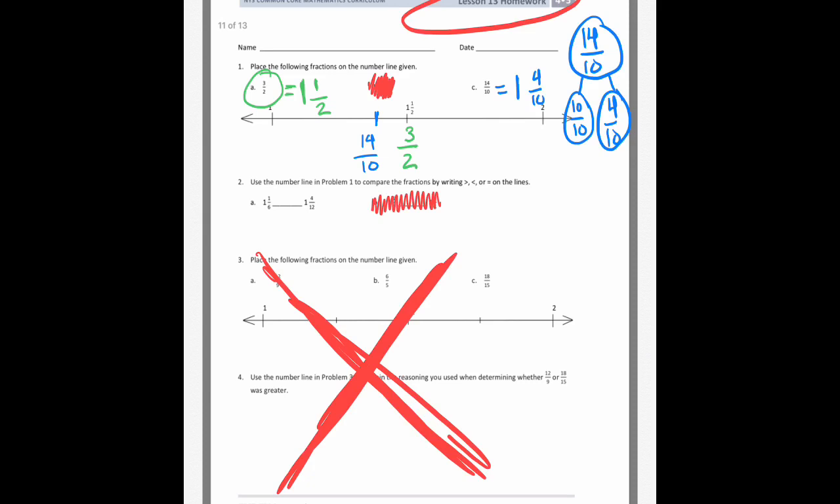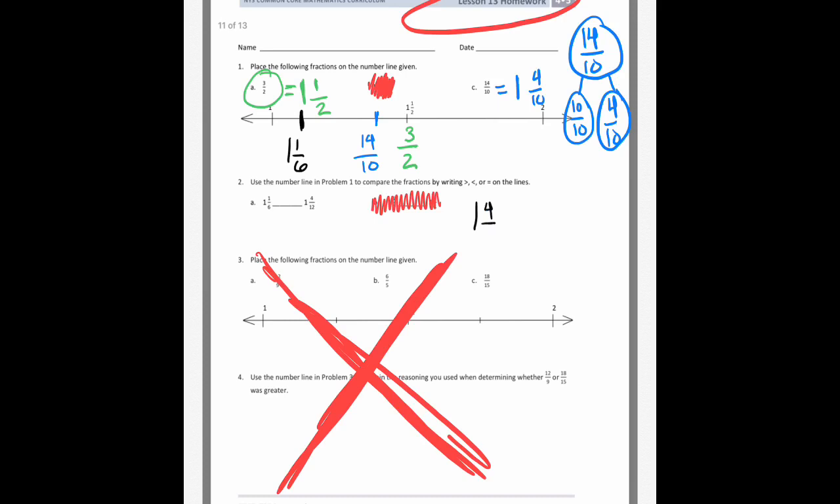Okay, now if you look at number 2, it says use the number line in problem 1 to compare the fractions using greater than, less than, or equal to on the lines. Now these are two numbers that we didn't plot, but we're going to use what we know. So it's asking which is greater, or if it's equal, 1 and 1/6 and then 1 and 4 tenths. Well, let's see compared to the other fractions where 1 and 1/6 would be on the number line. Well, 1 and 3/6 would be the same as 1.5. So 1 and 1/6 would probably be pretty close to 1 because it's only 1/6 greater than a whole.